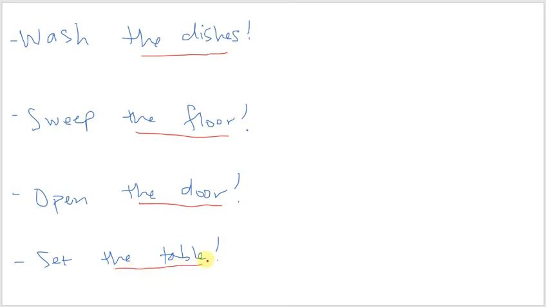What am I setting? I'm setting the table. So if I don't want to say the dishes, like let's say I already said, hey, there's dishes in the sink, now I just want to say wash them. I don't want to say wash the dishes because you already know that they're dishes, right? I don't have to repeat that. So I want to replace the dishes.